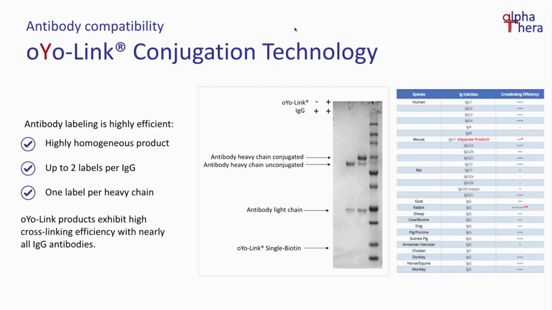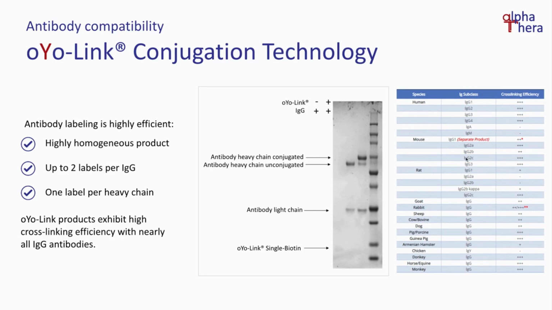As you can see, all human IgG antibody subclasses can be efficiently labeled with 2 oYo-Links. The same applies to many other commonly used antibody species, including rabbit and most subclasses of mouse.